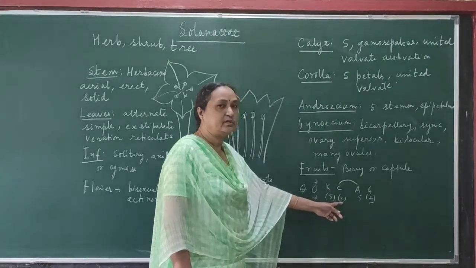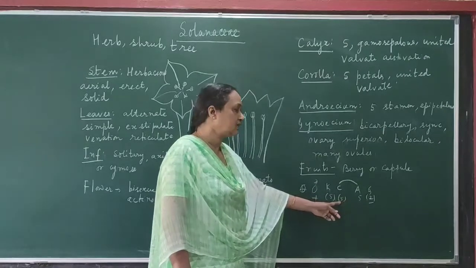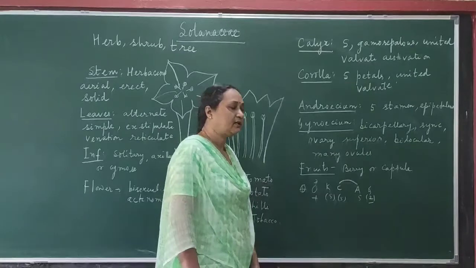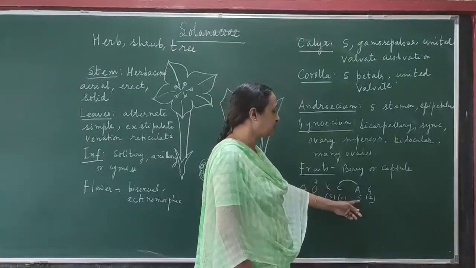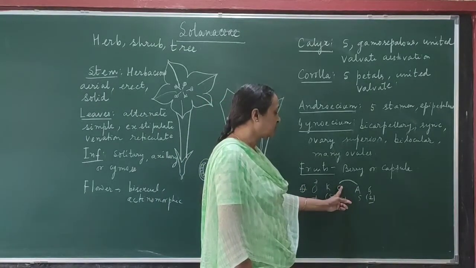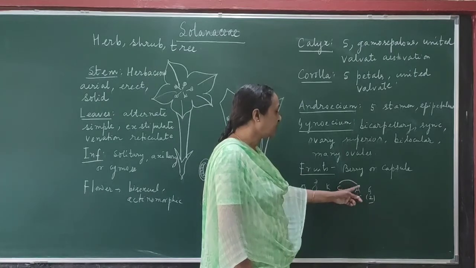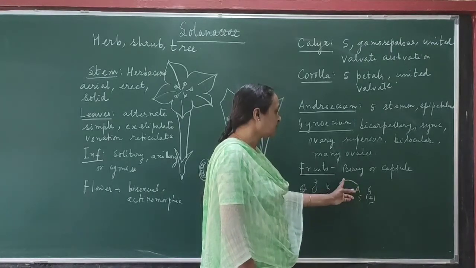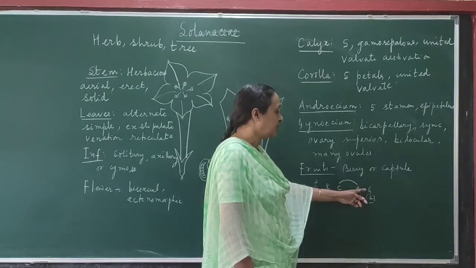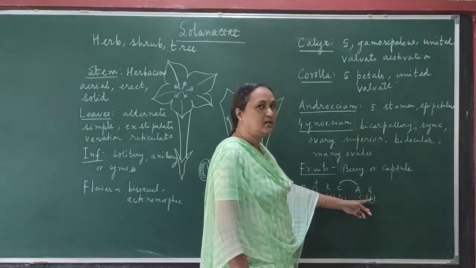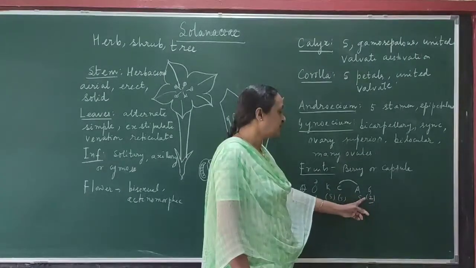Corolla also 5 in number. Again the corolla is gamopetalous, so again we are putting it in a bracket. Now the androecium, the number is 5. As it is connected to the corolla, we are indicating that with a bracket-like structure. Then the gynoecium, there are 2 carpels. Syncarpous means again inside the bracket.